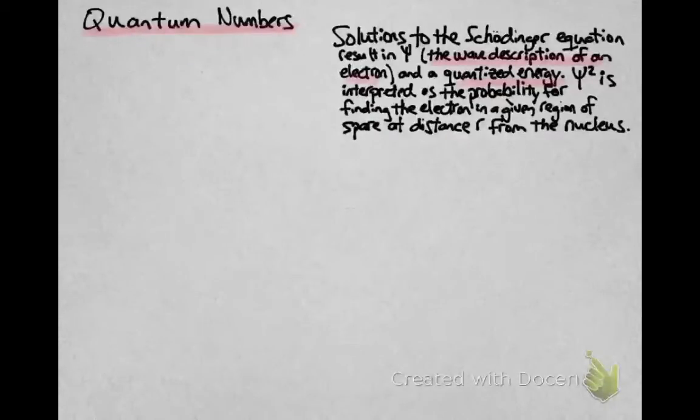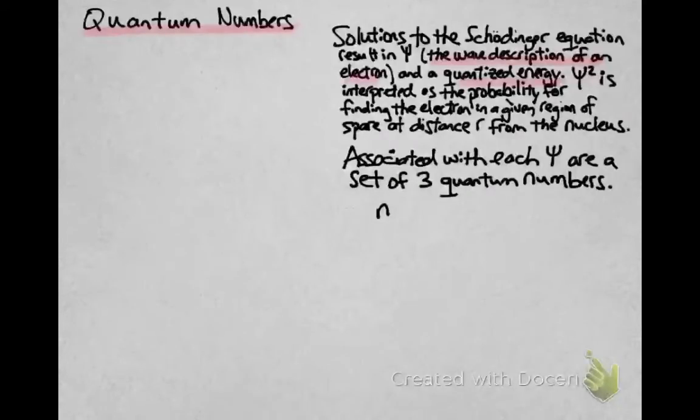Psi squared is interpreted as the probability of finding the electron in a given region of space at a distance r from the nucleus. Usually, we'll describe a region in which there is a 90%, say, probability of finding the electron, and we'll talk about that. And that 90% probability area we'll call an orbital.